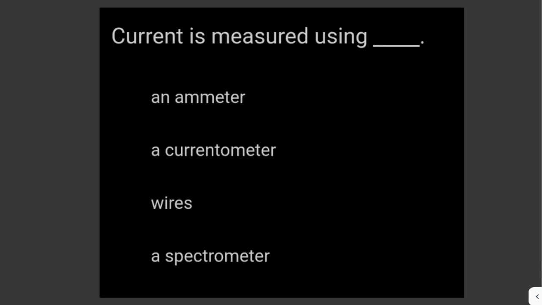Current is measured using an ammeter, a current to meter wires, a spectrometer. The answer here is an ammeter. So an ammeter is a measuring instrument used to measure current.